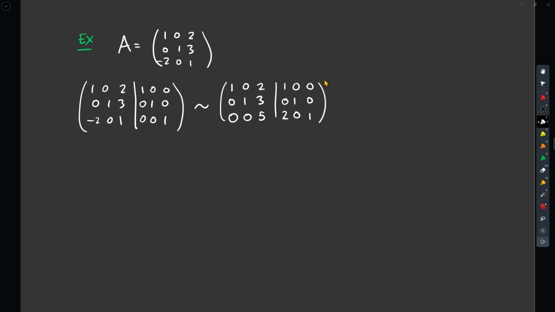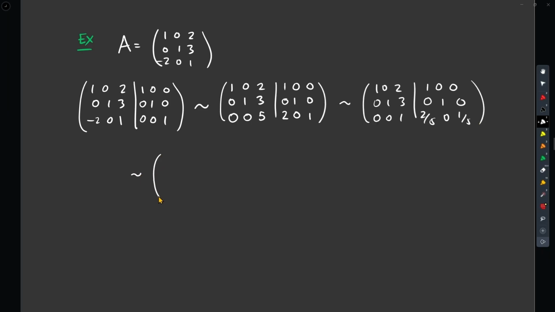And then once again, now divide by 5 in the last row. 1, 2, 0, 2, 1, 0, 0, 0, 1, 3, 0, 1, 0, 0, 0, 1, 2 over 5, 0, 1 over 5. And then just keep going and row reduce all the way to the identity. I get 1, 0, 0, 0, 1, 0, 0, 0, 0. So it does, whoops. No, there is a pivot there. This is a 1. So it does row reduce to the identity.